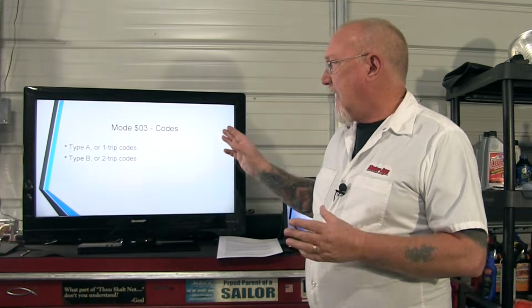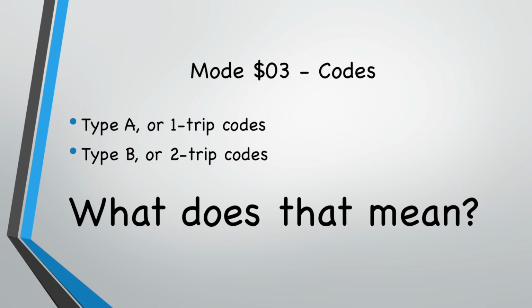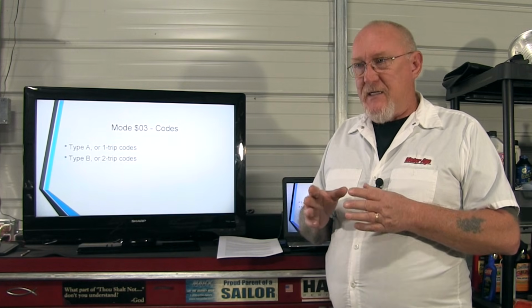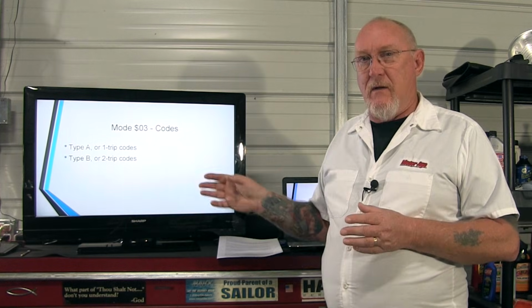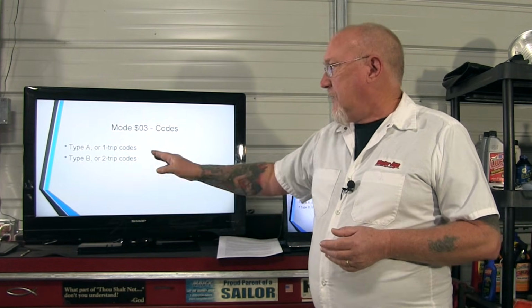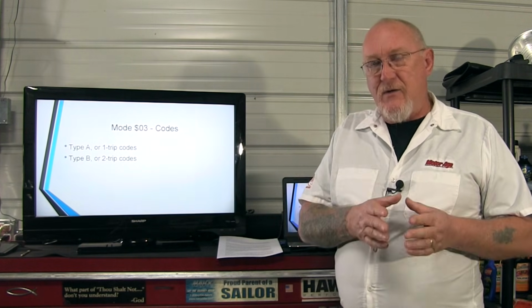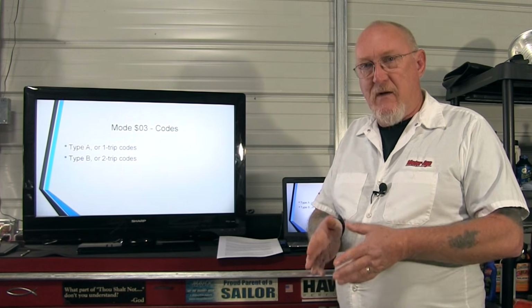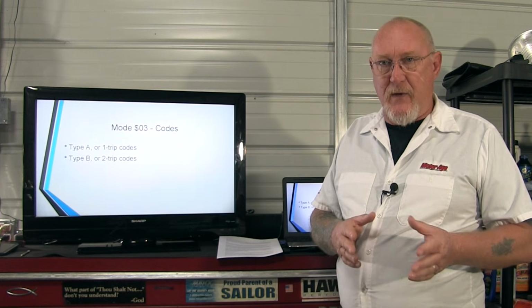Now there are two types of codes. Type A are one-trip codes. What does that mean? If you have a severe misfire, you may have seen the point where the misfire is bad, but not bad enough to cause the MIL to flash. But as soon as that misfire is detected, it's going to turn the light on the very first go-round. A two-trip code is not going to turn the light on until the second consecutive test also fails. You with me on that?